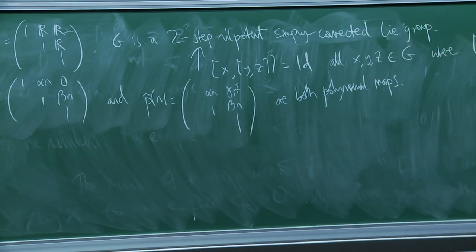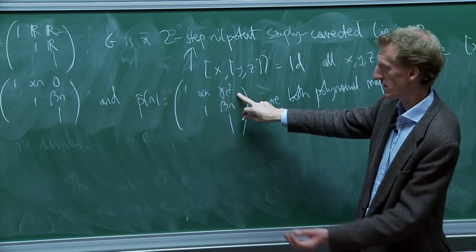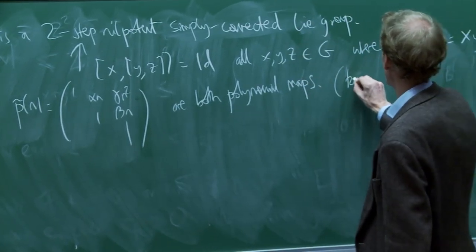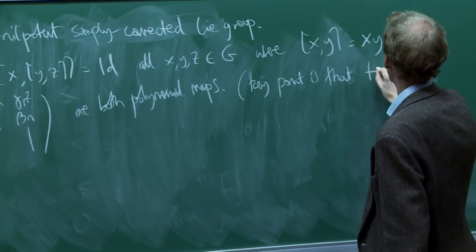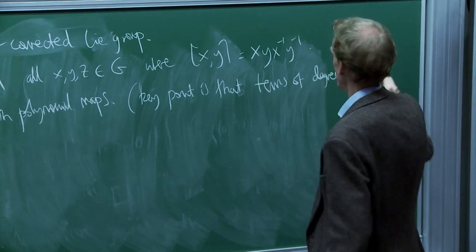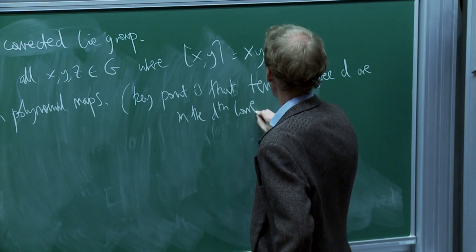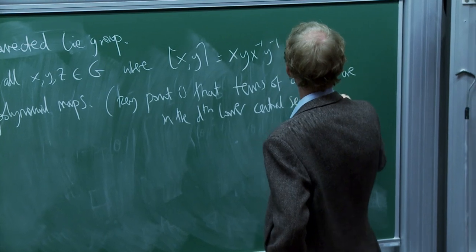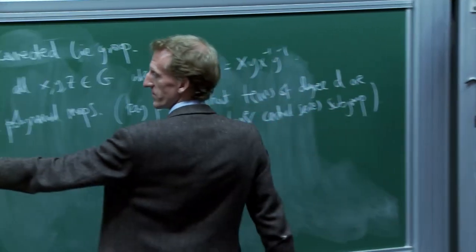Again, I'll go into the general definition later, but the key point is that all of the terms of degree d are in the dth element of the lower central series. So key point is that terms of degree d are in the dth lower central series subgroup. So you couldn't have a quadratic term just above the diagonal here.